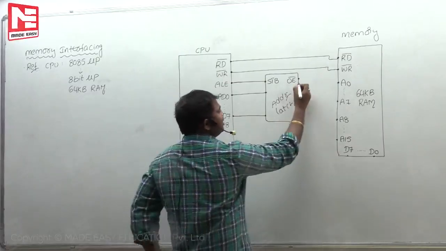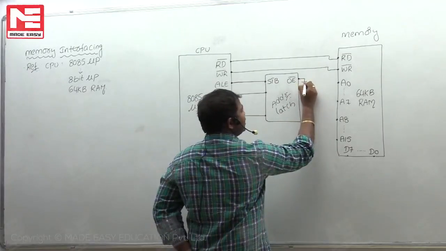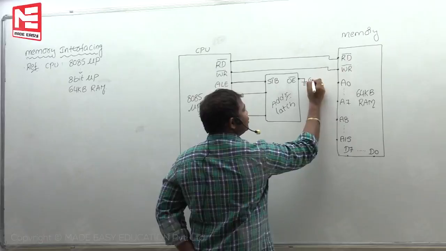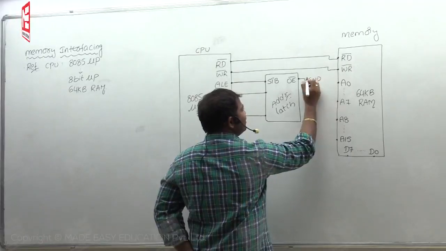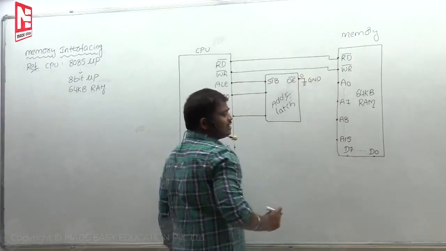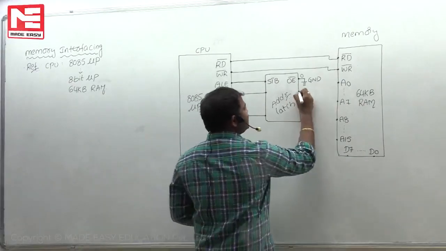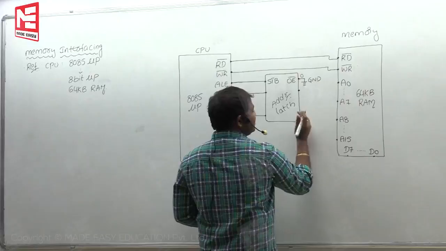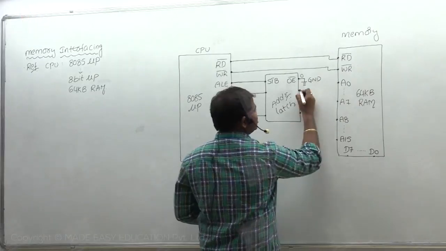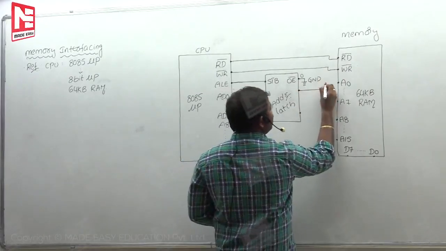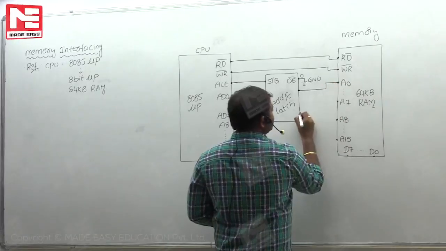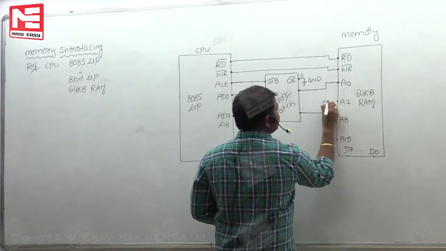After that, this OE bar pin is connected to ground. Ground means logic is always 0. When logic is always 0, output lines are always enabled. When output lines are always enabled, information immediately exits from the latch. That information will be passing to the A0 to A7 pins of the memory.